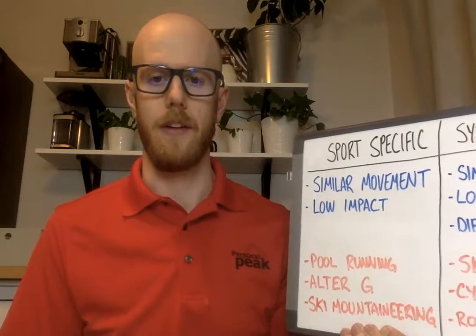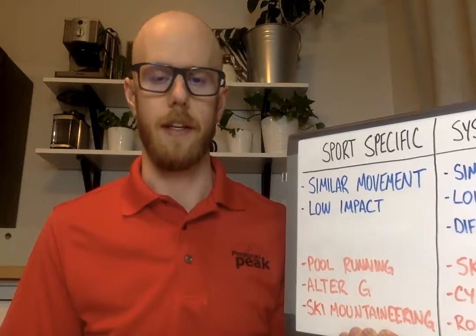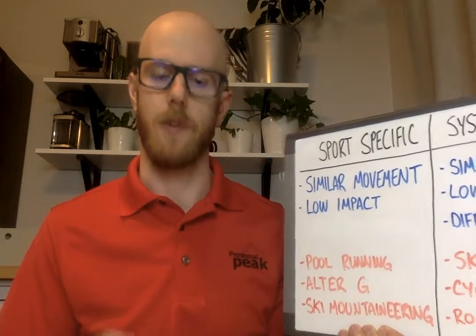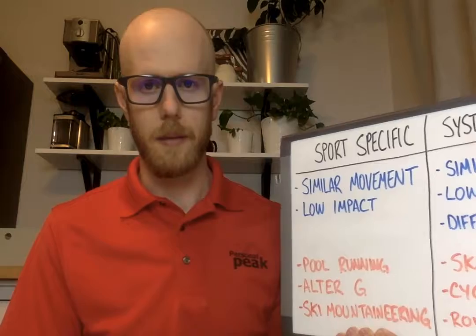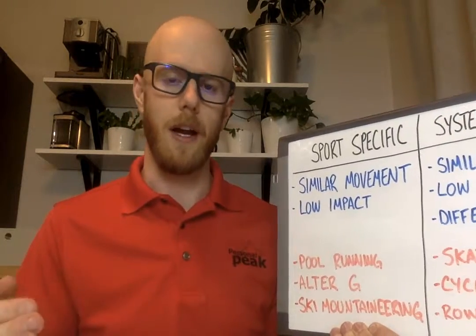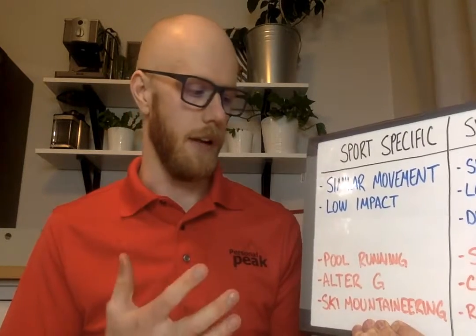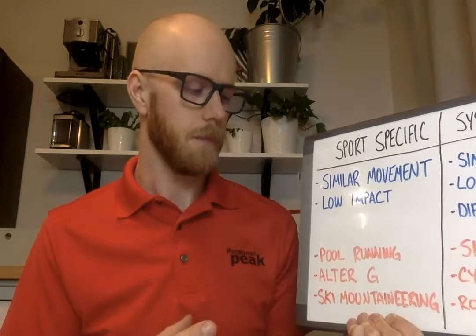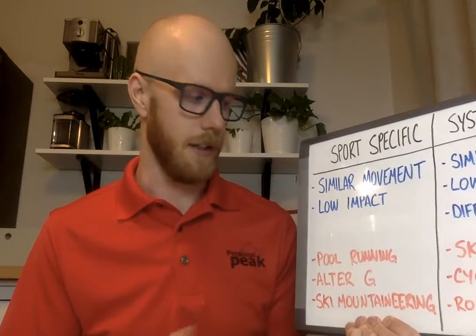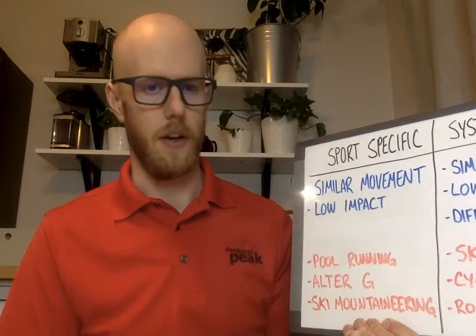That's one of the big areas where injury risk occurs when you're running, is with the pounding that happens over time. So if you can replace a little bit of your running or supplement with a bit of extra cross training, you can keep a little bit higher training volume with a little bit lower injury risk because you're taking away some of that pounding, some of that impact. So low impact and similar movements, that's our sport-specific cross training.